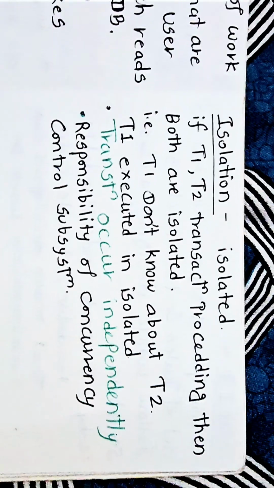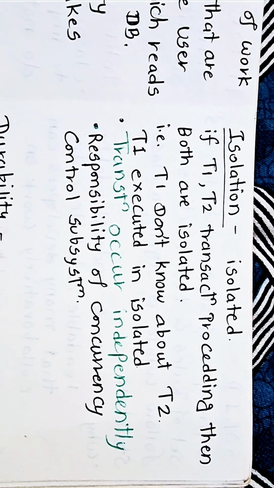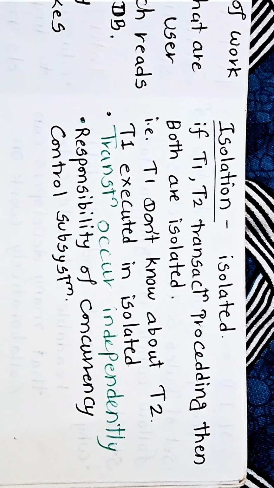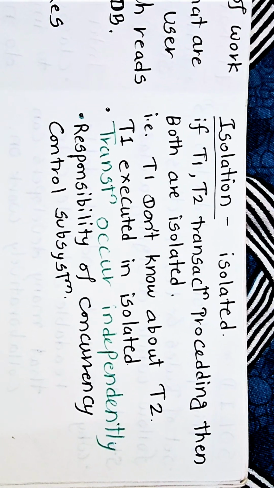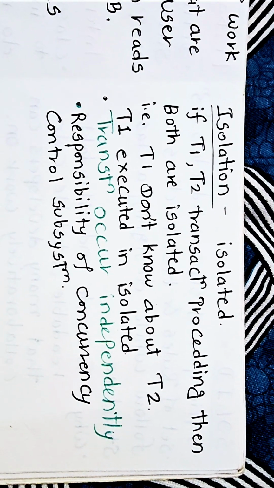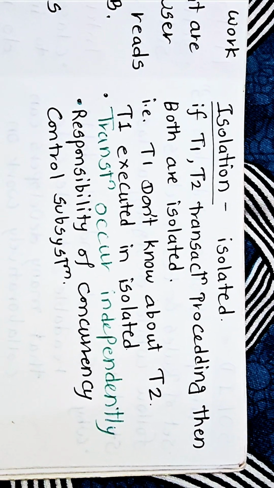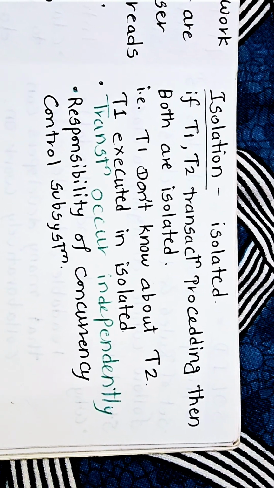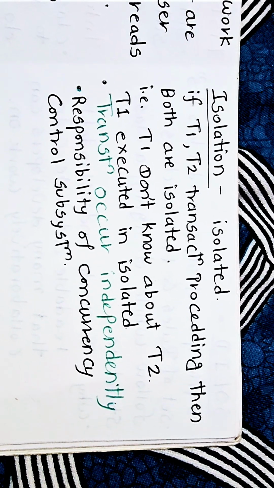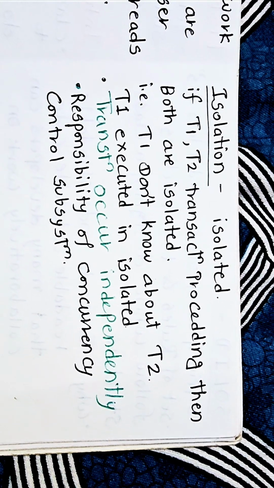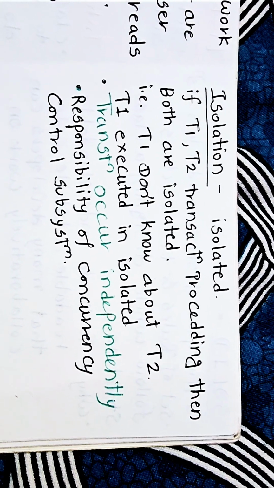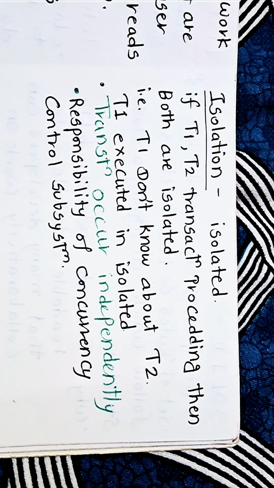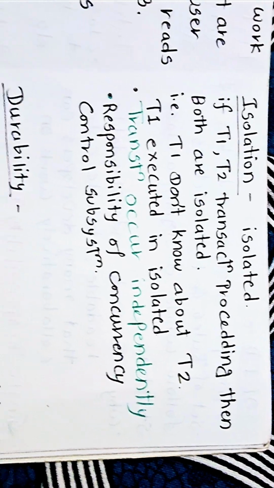And third is isolation. An isolated environment is there. So if transaction 1 and transaction 2 are proceeding, then both are isolated. That is, T1 doesn't know about T2, and T1 is executed in isolation. Transactions occur independently. It is the responsibility of the concurrency control subsystem. Here isolation means both transactions are running in separate environments, isolated from each other.